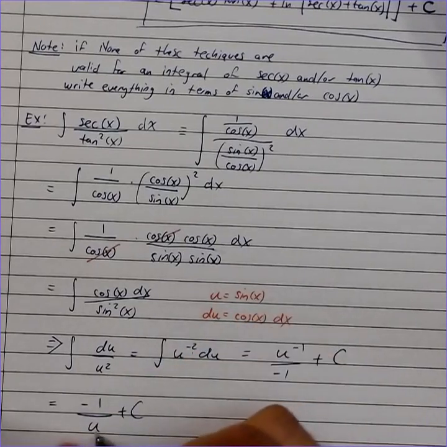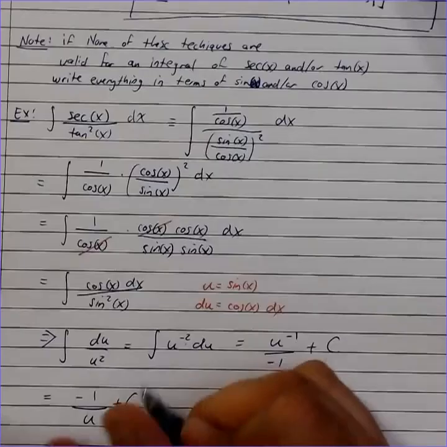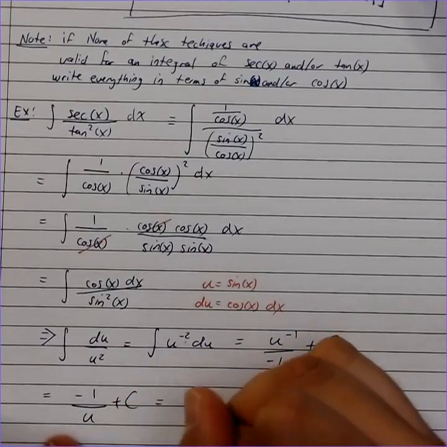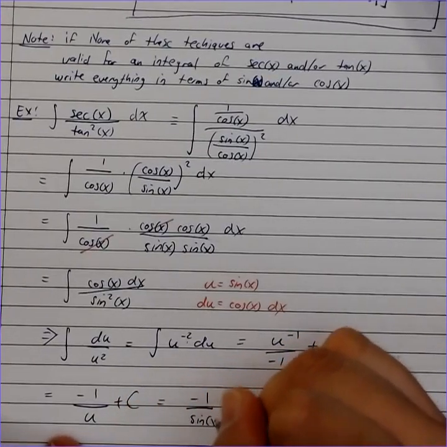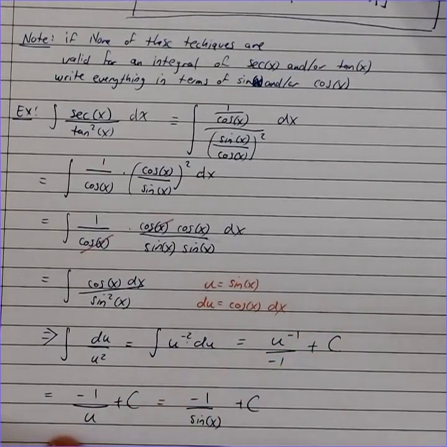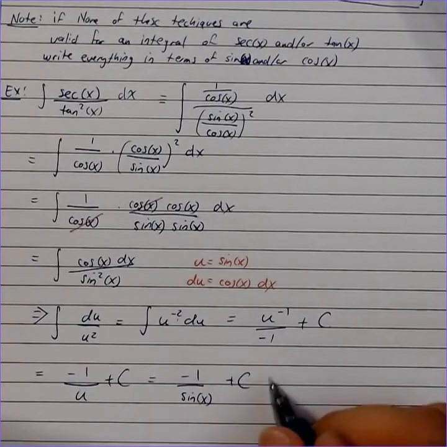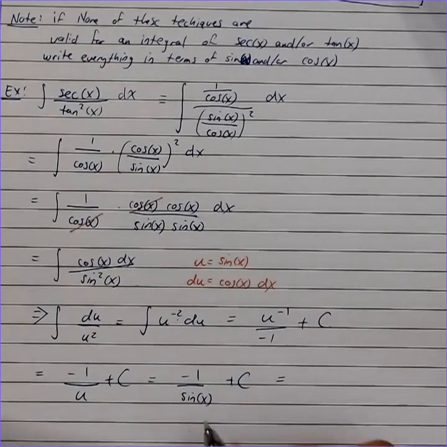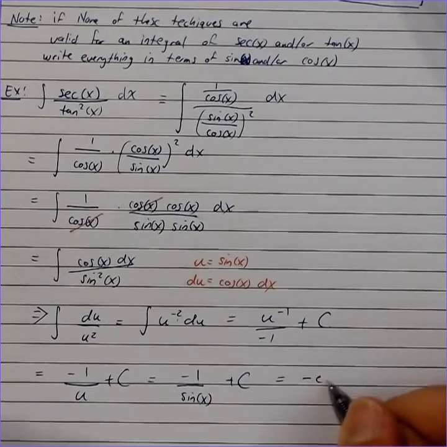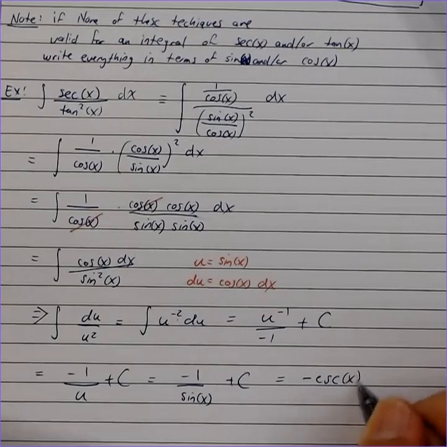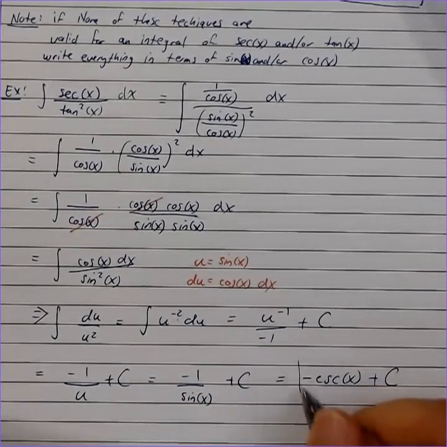And then don't forget that u is a stand-in for the sine of x here. So that's going to be minus 1 over the sine of x plus a constant of integration. And here, 1 over sine of x can be written in an even simpler fashion, and that's to say the cosecant of x. So negative the cosecant of x plus that constant of integration that we love so much.